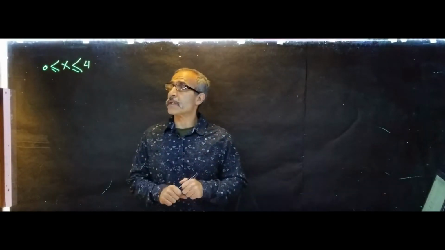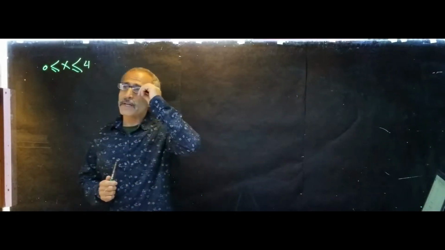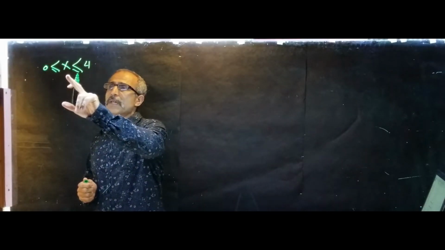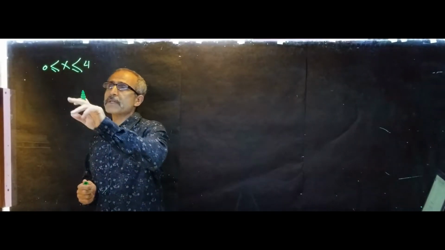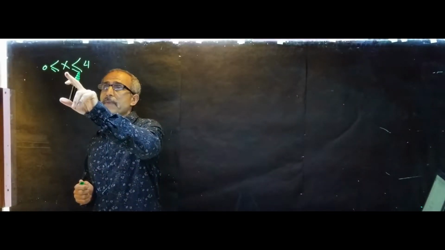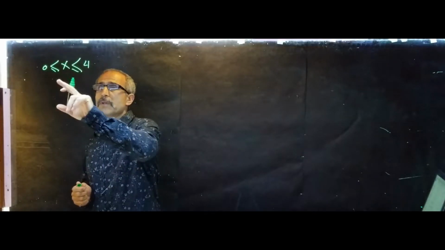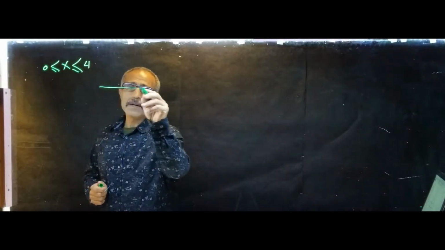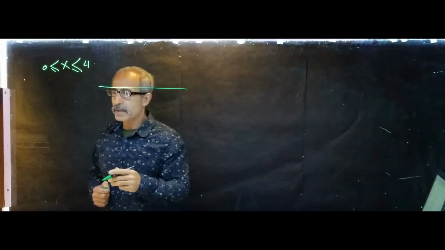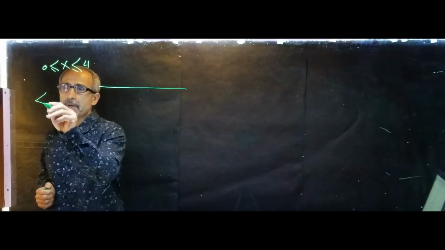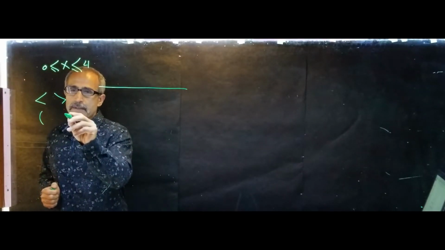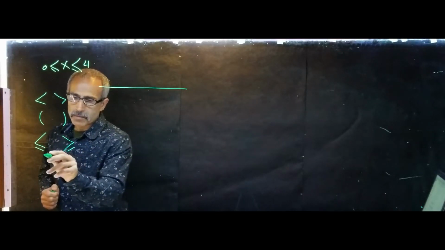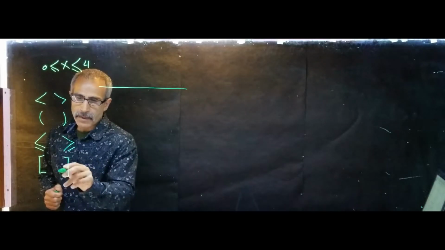Graph each inequality. Okay, we're going to go ahead and graph this inequality. It says x is between 0 and 4. At the same time, it says x is bigger or equal than 0, smaller or equal than 4. So we're going to make our line here. We talked about it: if we have this symbol, bigger or smaller, we use parentheses. If we have this symbol, which says equal, then we use brackets. And here we're using this.